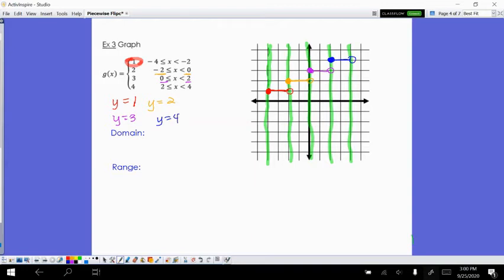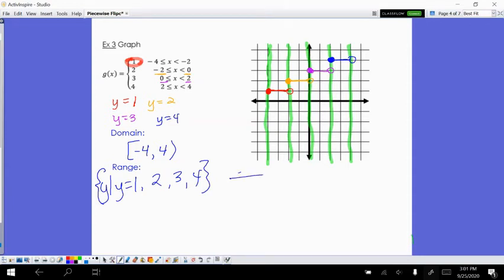Our domain, if we look left to right, extends from -4 on the left to 4 on the right, but you'll notice there's a solid circle at -4, open circle at 4. The range is just a y value of 1, a y value of 2, a y value of 3, and a y value of 4, so we are simply to list those as 1, 2, 3, 4, and the best way to do that would be set notation, because it's just those specific 4 values.